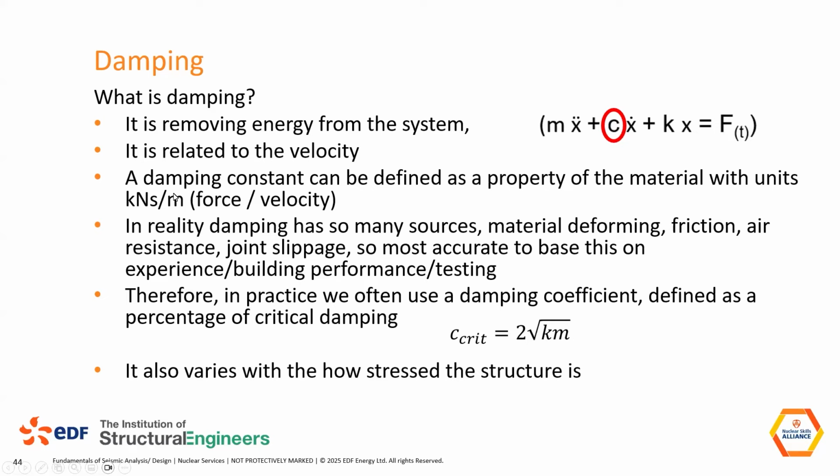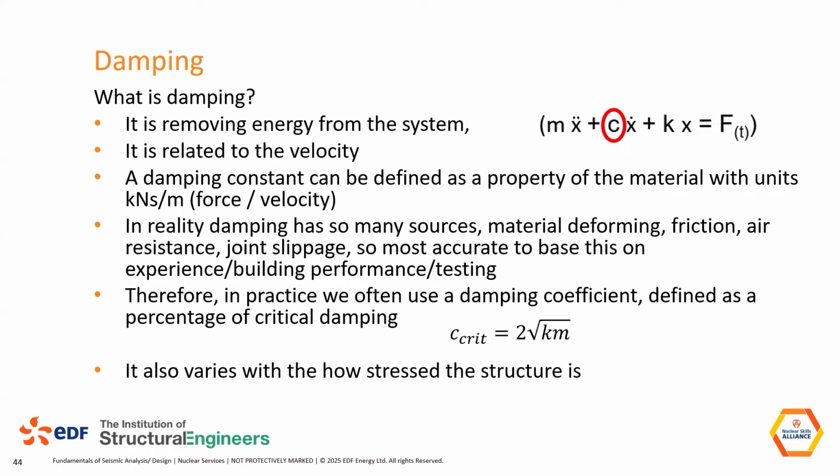It's linked to the velocity. The damping constant, which is how we could define the damping, has these units here, kilonewtons seconds per meter, which might look odd, but it's just force over velocity. Because velocity is meters per second, the S comes back on the top, so kilonewtons seconds per meter. We typically don't define actual damping constants. We define damping as a proportion of critical damping, and critical damping is the damping sufficient to remove all the energy in a single cycle.